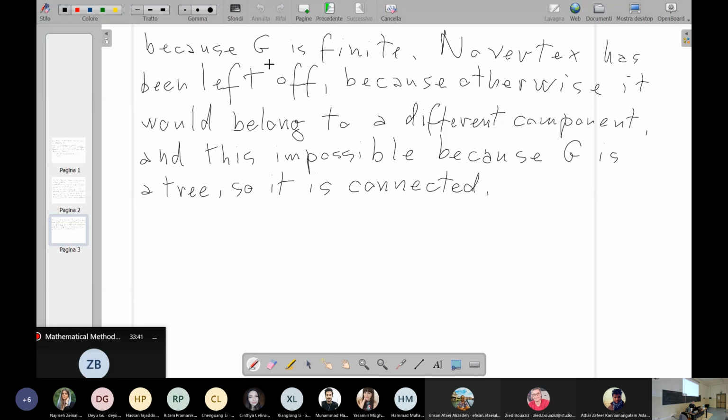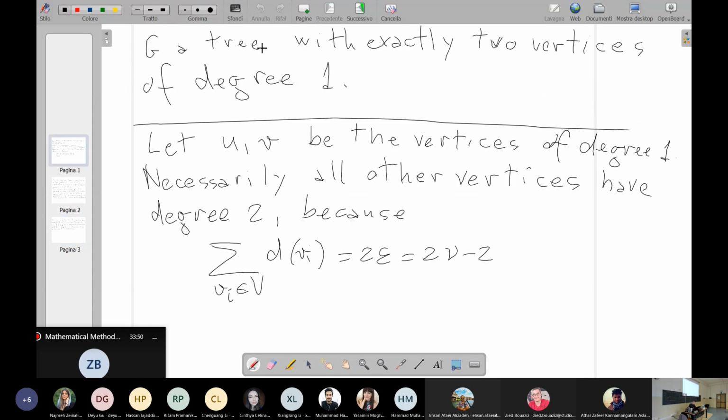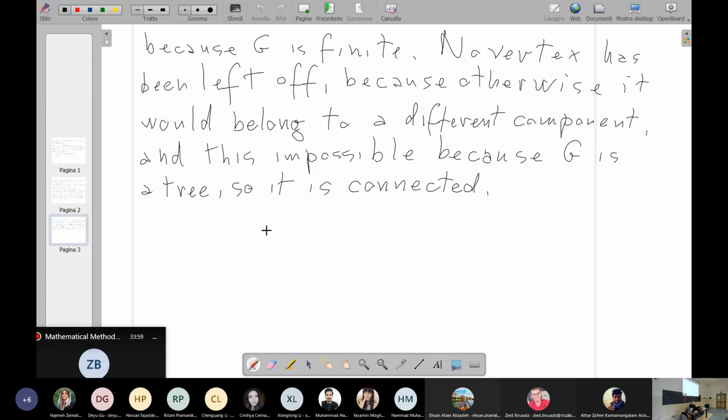So if there were other vertices in G, they would belong to a different component. This is impossible because of what we know. G is a tree, but what is a tree? It is a connected acyclic graph, and so it cannot have more than one component. It has just one component, and so when we reach the other vertex of degree 1, we are sure that we have finished all vertices, and so our graph is a path.